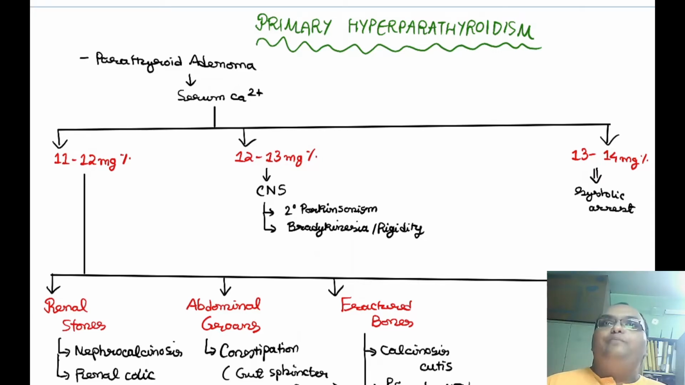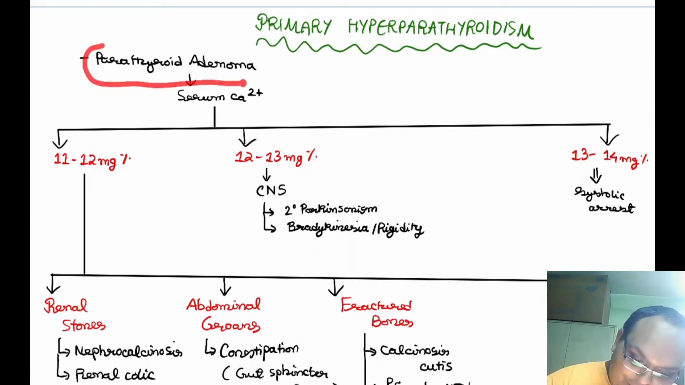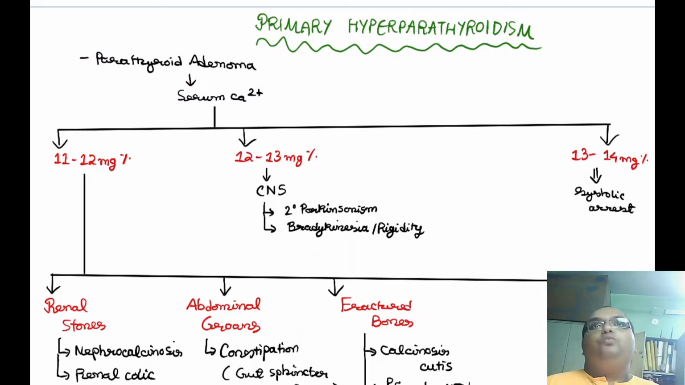What does it mean? Hyperparathyroidism means there is increased production of parathyroid hormone or parathormone. If that is due to some unknown cause, a primary cause, that's known as primary hyperparathyroidism. That means the problem is in the parathyroid gland. The problem is in the parathyroid gland, right? Example of that is, of course, a parathyroid adenoma, and you know what parathormone does? It increases serum calcium, decreases serum phosphate.